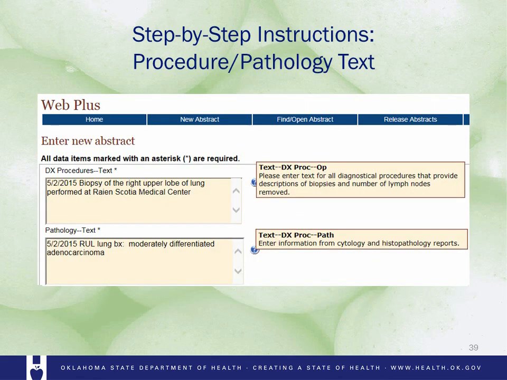In the diagnostic procedures text box, document all diagnostic procedures which provide information on the initial diagnosis of cancer, such as biopsy or needle aspiration. Always include the date and name of any pertinent procedures. In the pathology text field, you will document information obtained from cytology and pathology reports. Include information regarding final diagnosis and always include the date and type of procedure.